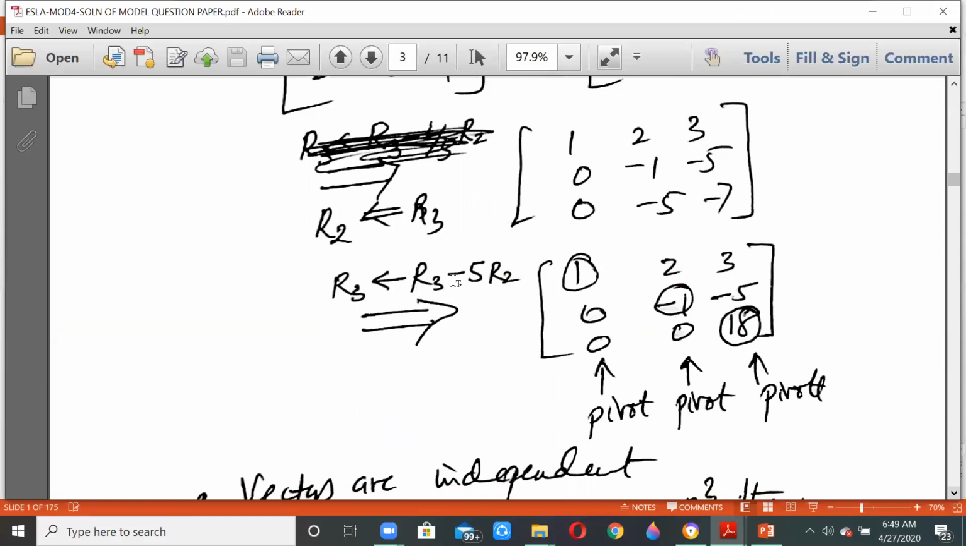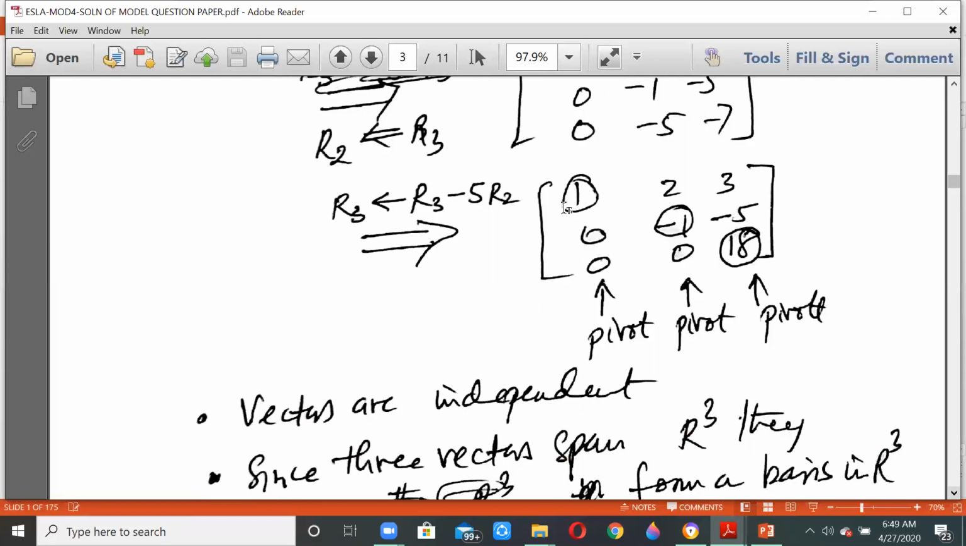Then R3 should be replaced by R3 minus 5R2, so that this becomes 0. So then you will get minus 7 plus of minus 5 into minus 5. That will be minus 7 plus 25. That will give us 18.